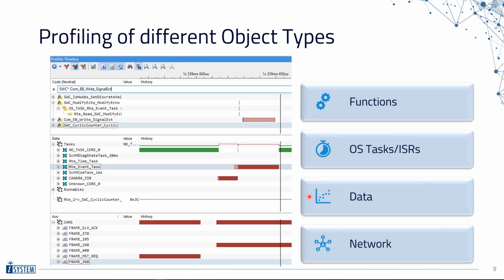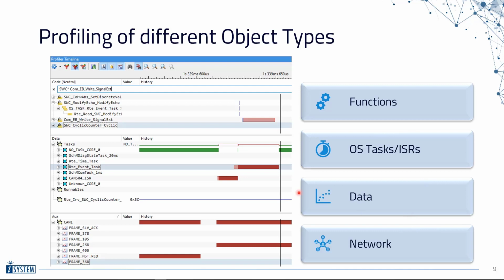So now I guess we have the technical foundation to do the next step and actually perform a timing analysis. The kind of objects we are interested in terms of timing analysis, I think, are functions, OS tasks and interrupts, data, and maybe also a network attached to the target.